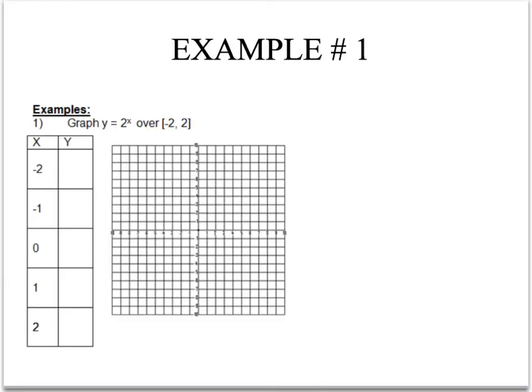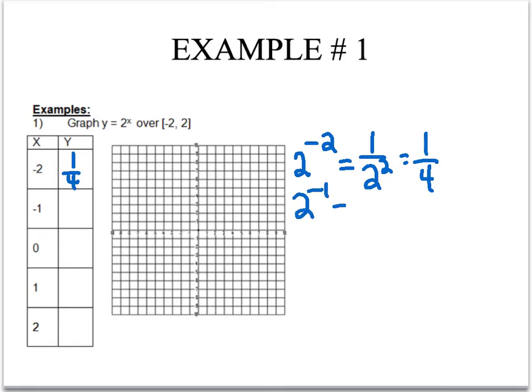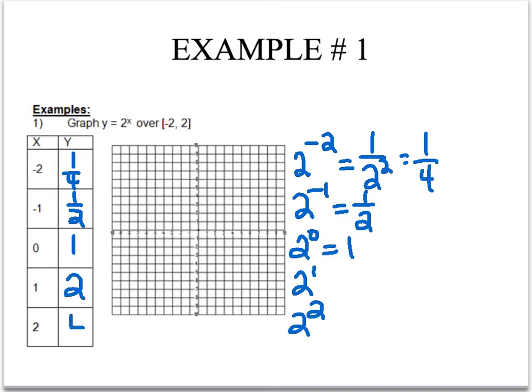For example number 1, it says graph y equals 2 to the x power over the interval -2 to 2. So you're not continuing the function on with arrows. You are stopping at -2 and +2. And so we have 2 to the -2 power, which is 1 over 2 squared, which is 1 over 4. Then for -1, we have 2 to the -1 power, which is 1 over 2 to the first, or 1 over 2. Then we have 2 to the 0 power, and anything to the 0 power is 1. We have 2 to the first and 2 to the second, so 2 and 4.